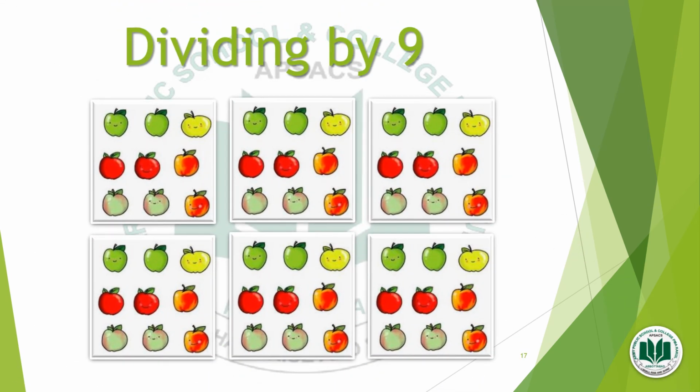Now students, just like dividing by 6, 7 and 8, the last topic is dividing by 9. There are 54 apples in this picture. Now take your pencil and divide these 54 apples into groups of 9 and find out how many groups are formed.